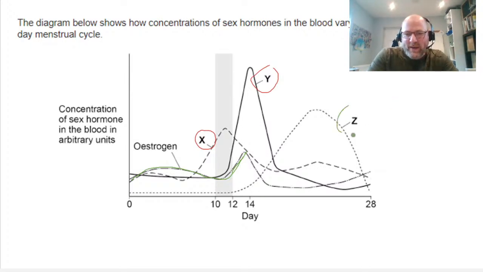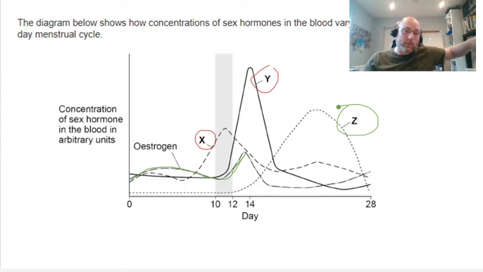What about Z? Anyone said Z? Adam has said progesterone. Well done, Adam. Progesterone. The job of progesterone is to maintain the lining of the uterus, and if you're pregnant, that stays high. What's the evidence that this person is not pregnant? What's the evidence this girl, female, woman is not pregnant?